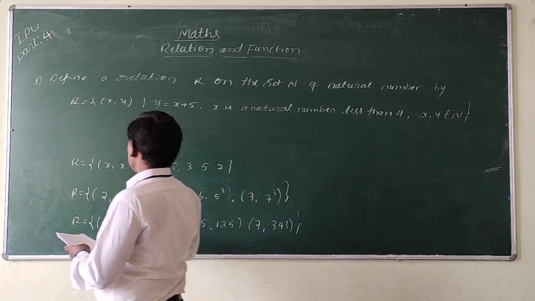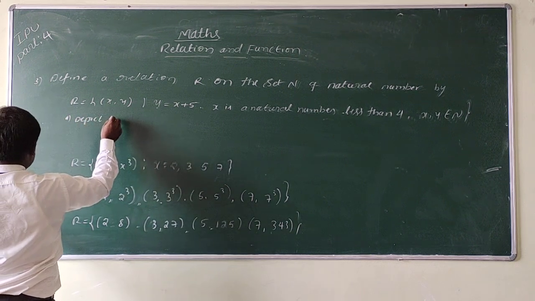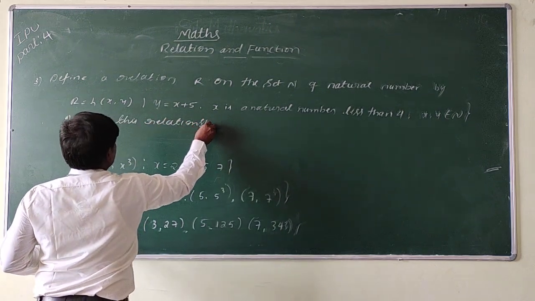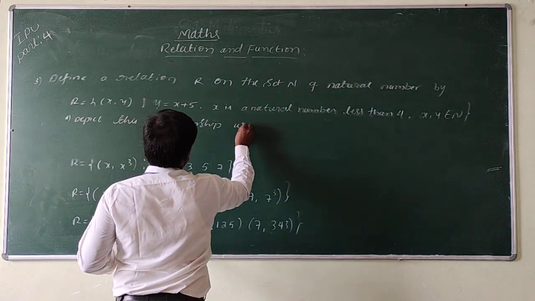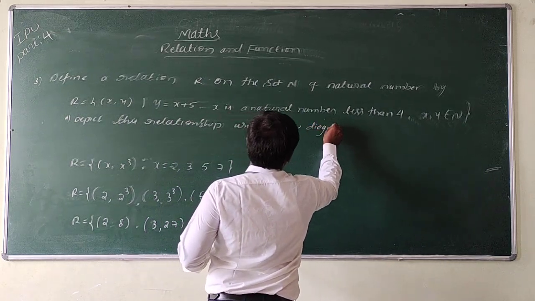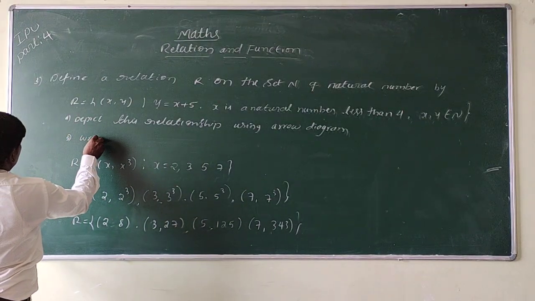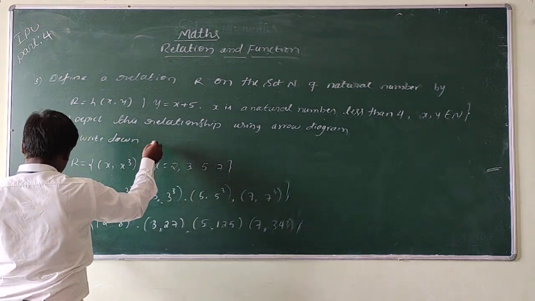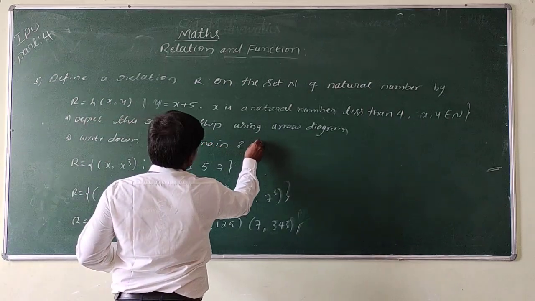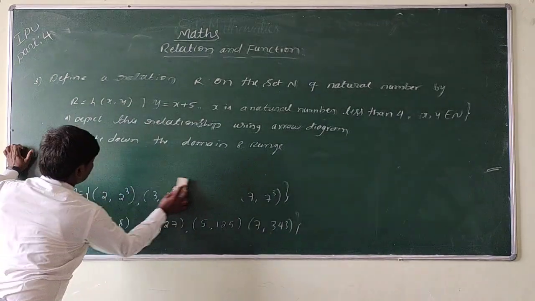Okay, so the first one: depict this relationship using an arrow diagram. The second one: write down the domain and range.